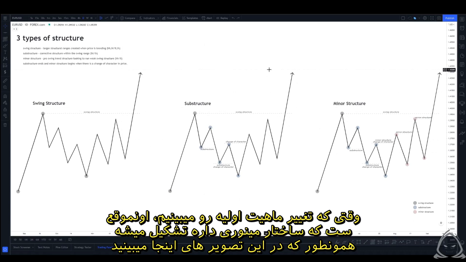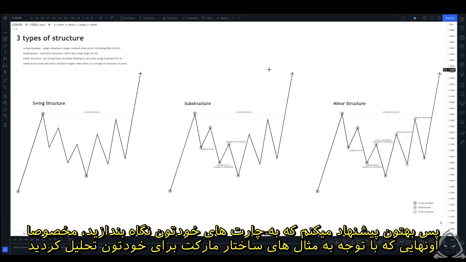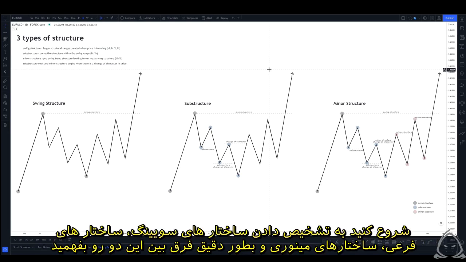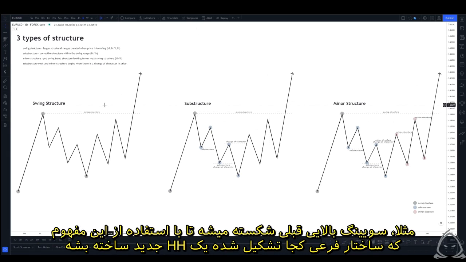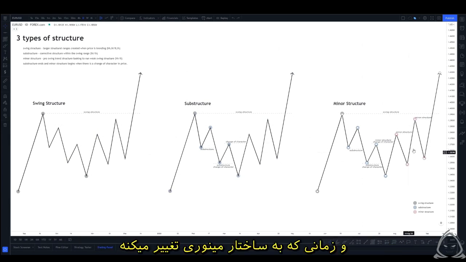So what I recommend now is taking a look at your charts, especially the ones that you would have mapped out in the market structure example of the course. Start identifying your swing structures, start identifying substructure, minor structure, and really understanding the difference between the two, and begin to get more comfortable with the idea of what substructure represents on a chart when it switches to minor, and how we can look to anticipate, say, a previous swing high being taken out to form a new higher high by using the concept of where the substructure is, and then once it switches to minor structure.